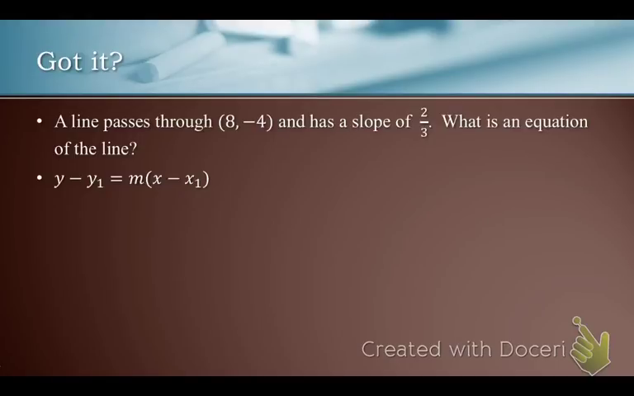Alright, welcome back. Here is your answer. Your answer should be y plus 4 equals 2/3 times the quantity of x minus 8. You will notice that the subtraction that is typically at the front of the equation did change to adding because of the negative. The negative and the subtraction cancel each other out there to make a plus.